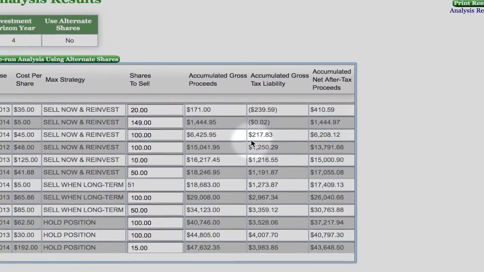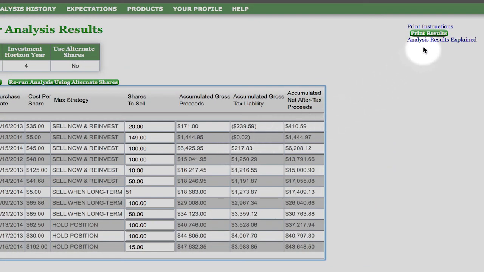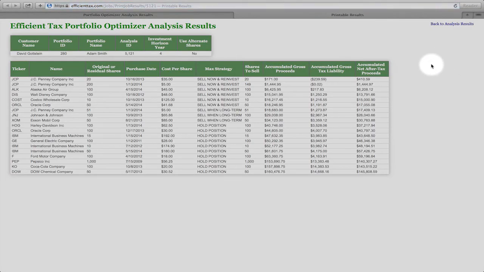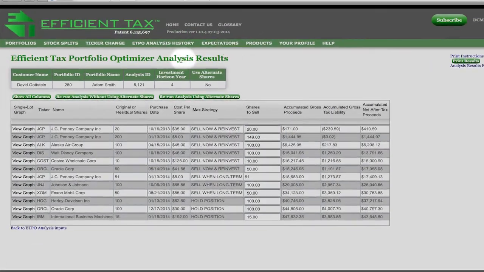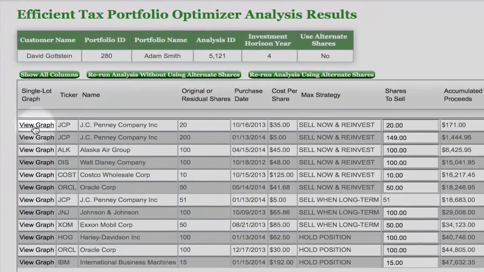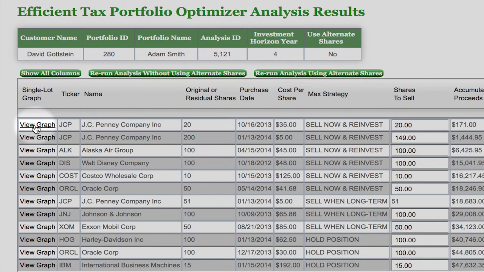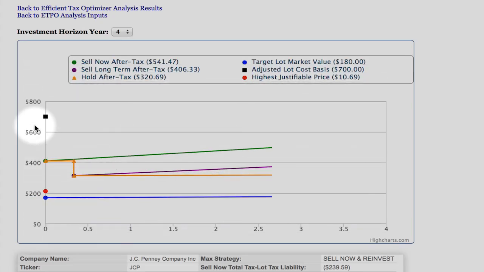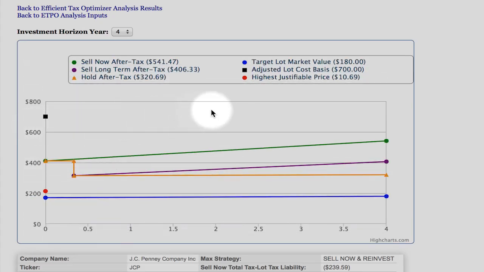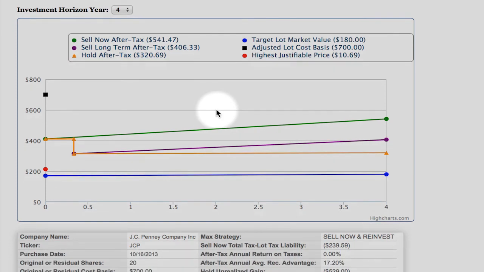Finally, in the upper right-hand corner, a print version of the summary report is available by clicking on the Print Results page in the following manner. Now let's take a look at a results picture in the form of a graph. This can be done by clicking on the View Graph link at the furthermost left column under the heading Single Lot Graph.